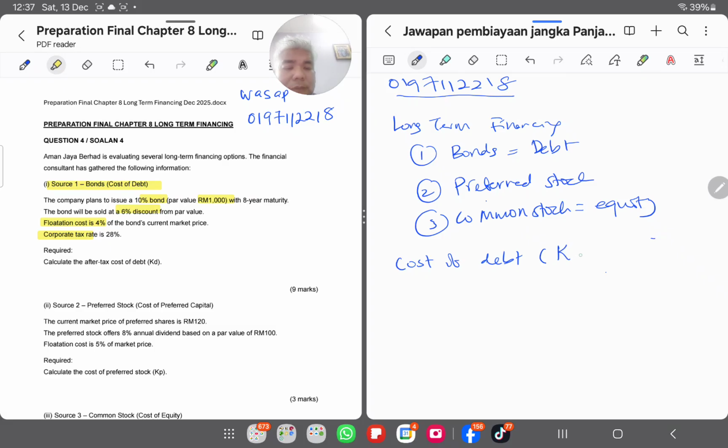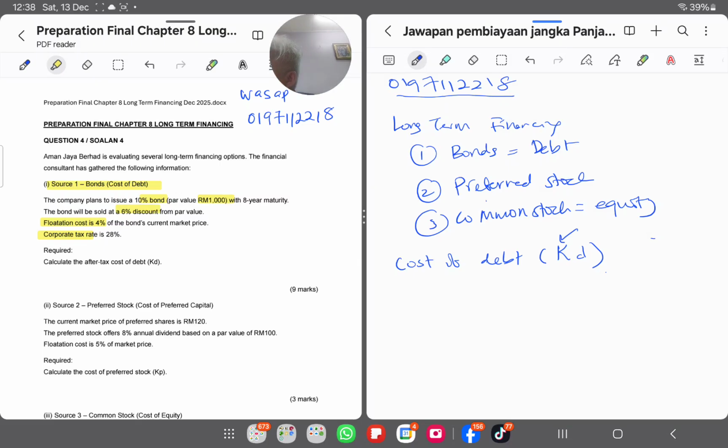This is the KD. KD refers to the cost of debt. K is cost or return, and D is debt. You can use other words, but KD is the cost of debt. Then we need to calculate the cost of debt. Remember how to pronounce debt, not "deb-t". You have to silence the B, then you just say debt.